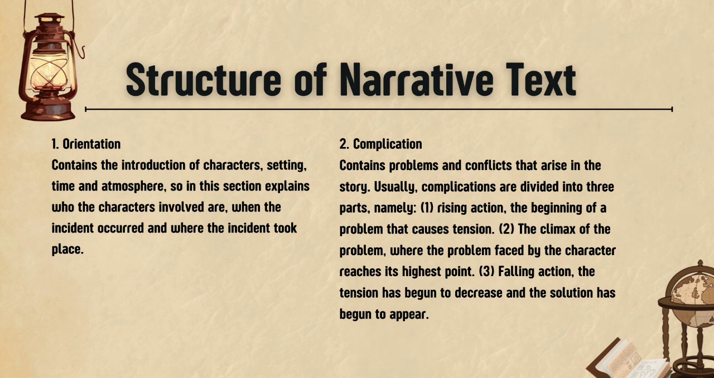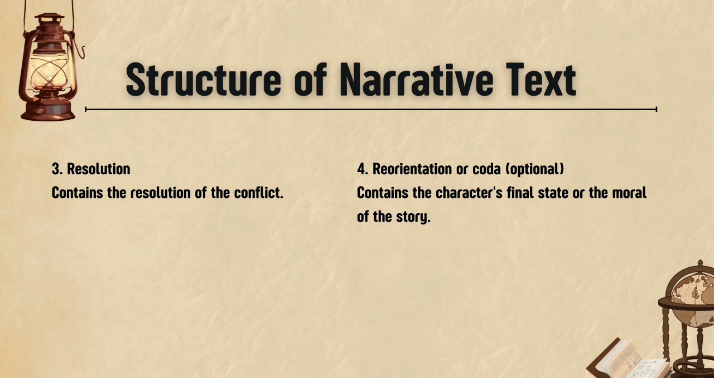Usually, complications are divided into 3 parts, namely: 1. Rising action, the beginning of a problem that causes tension. 2. The climax of the problem, where the problem faced by the character reaches its highest point. 3. Falling action, the tension has begun to decrease and the solution has begun to appear. 3. Resolution. Contains the resolution of all the problems experienced by the main character. 4. Reorientation or coda. Contains the character's final state or the moral of the story. This part is optional, so it doesn't have to be in a story.